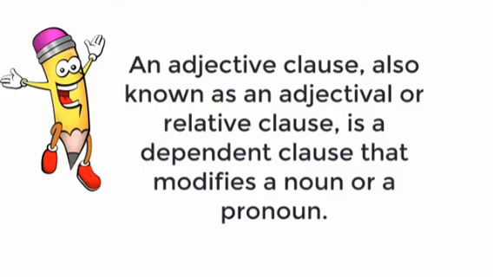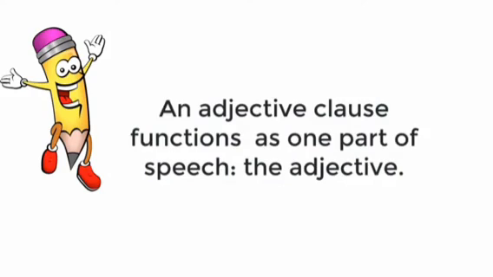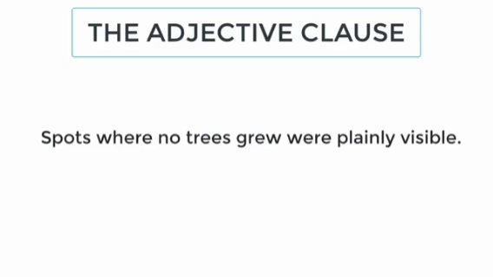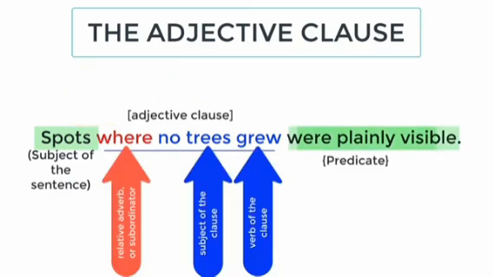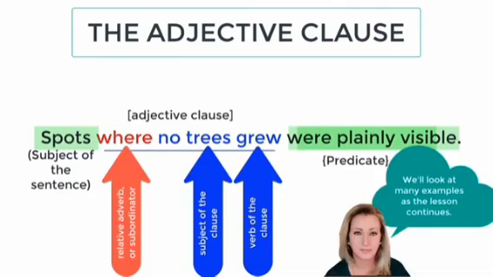An adjective clause, also known as an adjectival or relative clause, is a dependent clause that modifies a noun or a pronoun. An adjective clause functions as a part of speech, which is the adjective. The spot where the trees grew was plainly visible, for example. Where the trees grew is an adjective clause that describes the spot, the subject. And the other part is the predicate, was plainly visible.